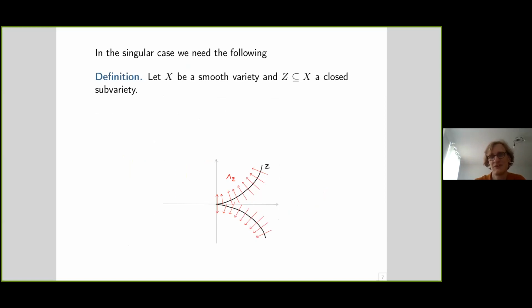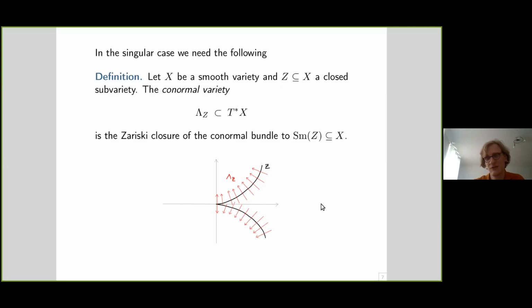And so we need this definition of conormal varieties also for singular subvarieties. And this is just the obvious definition. If you have a smooth ambient variety X and you have a singular subvariety in there, then the conormal variety to Z is just defined by taking the smooth locus and taking the conormal bundle to the smooth locus and then closing up. So that's the picture. In particular, this is again an irreducible variety, and over an open dense subset, it's just a fiber bundle.